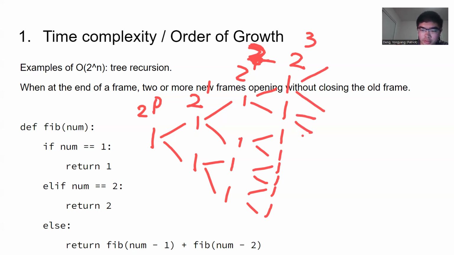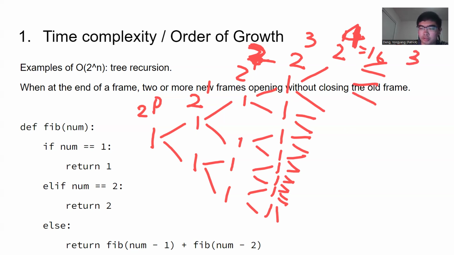And then I still have more. This time it will be 16, 2 to the fourth equals 16. So I will have more. This will be 32. So it is increasing very dramatically, because loading or keeping an old frame open is also a number of operations, and it will cause low efficiency for the time complexity. So I guess this is the one we are trying to avoid.